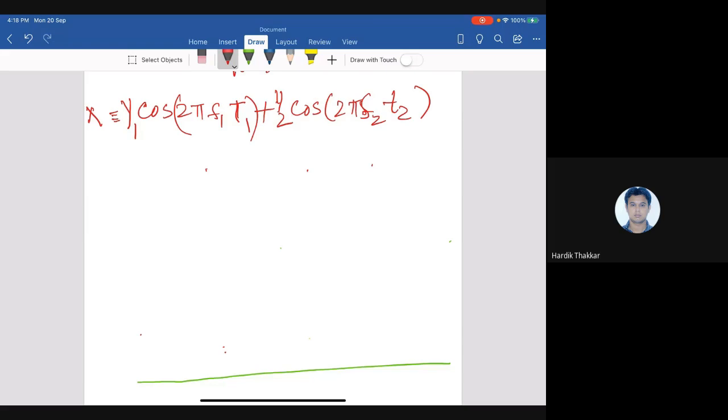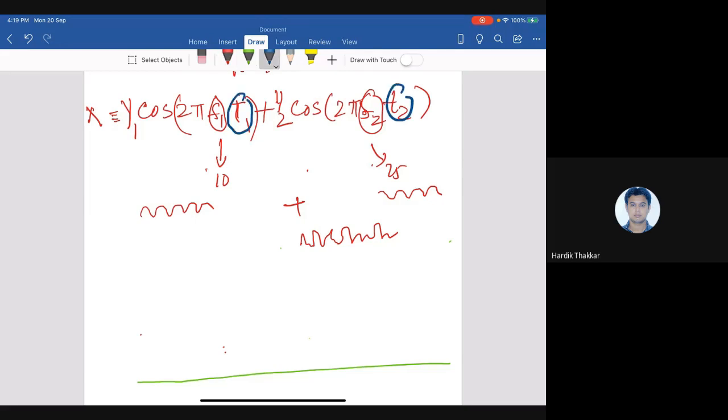First, this is my frequency component. Let's say I took 10 hertz and this is 25 hertz. If I plot these two signals, let's say this is a signal like this and this is also a signal like this, and when I mix these two signals, it will look like this. This is one case. Here let's say T1 and T2 are the same, both are T. That means for all time T, this signal with frequencies 10 hertz and 25 hertz is present.